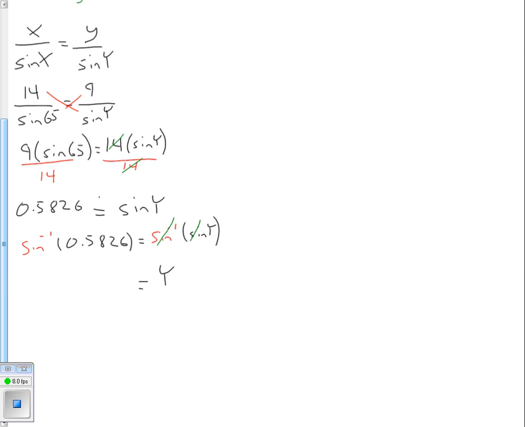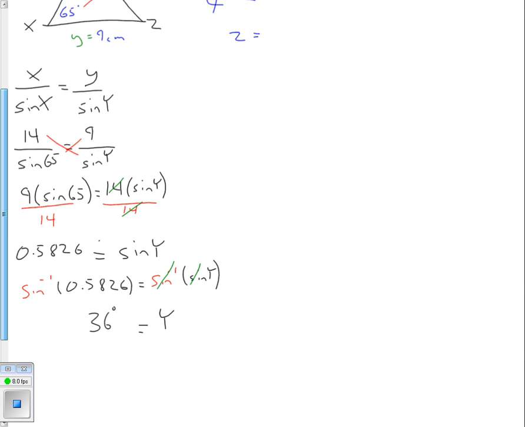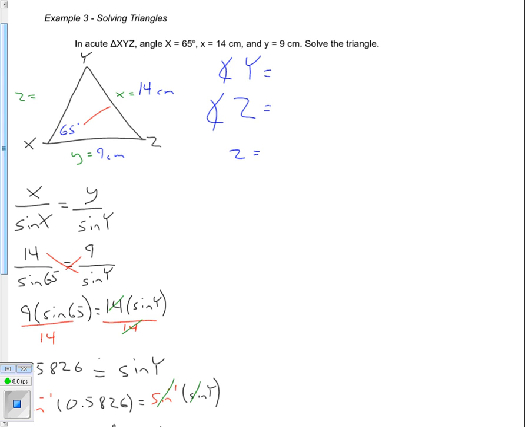And if I do inverse sine of 0.5826, it's going to give me, I'm going to round that up to 36 degrees. Okay, so now I know 36 degrees. So now I know what angle y is equal to. Okay, and so I'm going to go up to the top here. So I know now that angle y is 36 degrees.